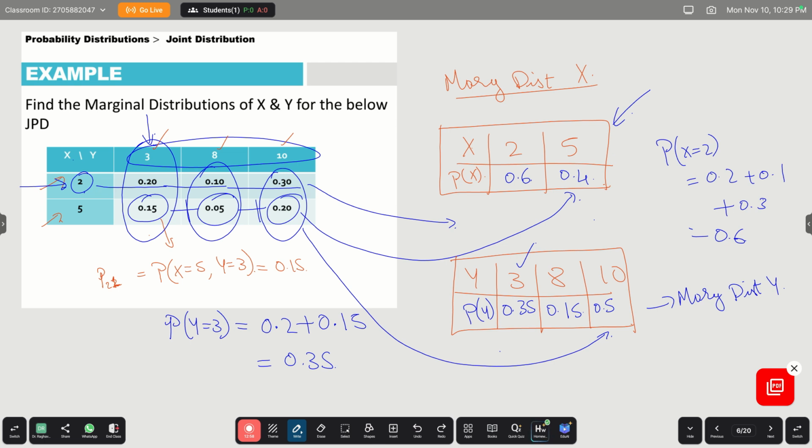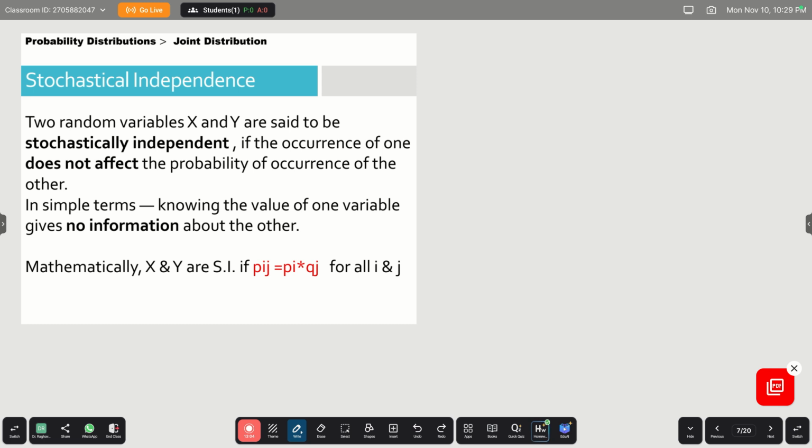Okay. So now let's understand the definition of stochastic independence. Two random variables x and y are said to be stochastically independent if the occurrence of one does not affect the probability of occurrence of the other. That means x doesn't depend on y and y values don't depend on x. Very simple. So one more example: let's take one student A, and the probability that he gets A plus in the exam, B in the exam and C in the exam.